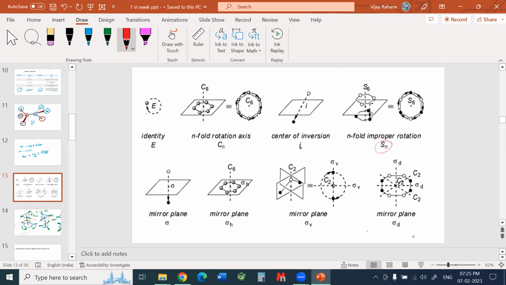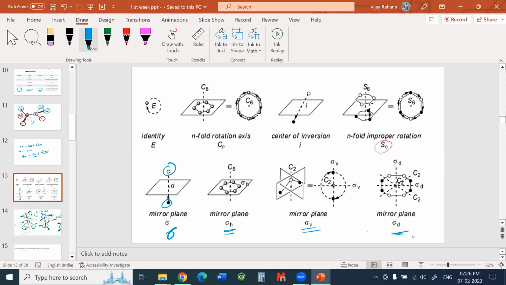The n-fold improper rotation, that is SN. And similarly, a mirror plane, as we have already seen a lot of examples of this mirror plane. After taking a plane, the upper part will go downward and the lower part will go up. And there are sigmas. You need to distinguish, as we have already seen, how sigma H, sigma V, and sigma D are different. So we know the mirror plane is denoted by sigma. But what is sigma H? Sigma H is the plane which is perpendicular to the principal axis.